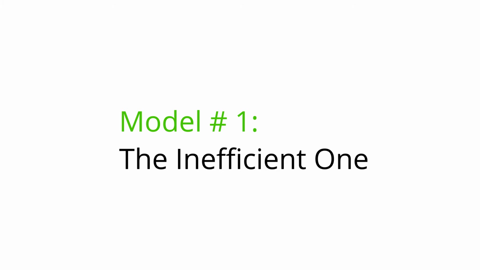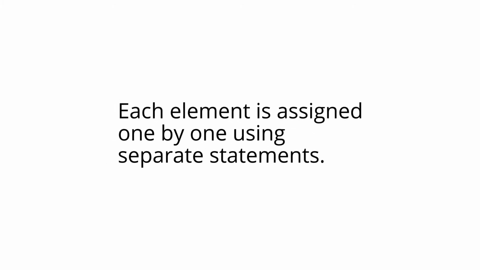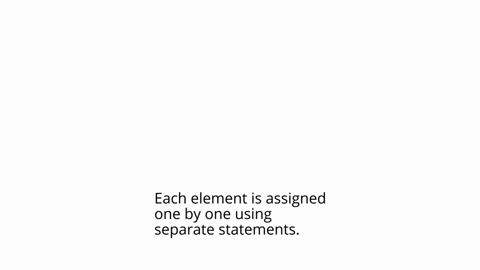In this tutorial I am going to explain array assignment models. Model number 1, the inefficient one. The one that should never be used if you plan to create robust code. In this model, each element is assigned one by one using separate statements.